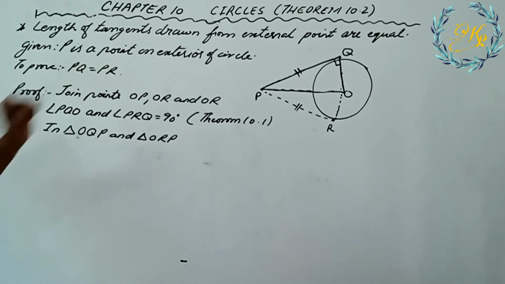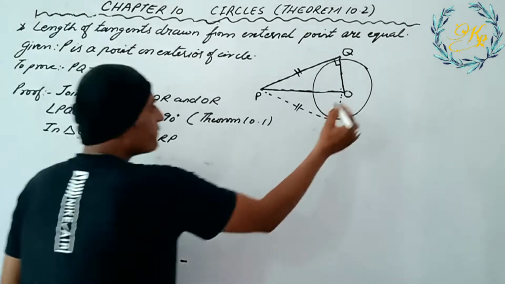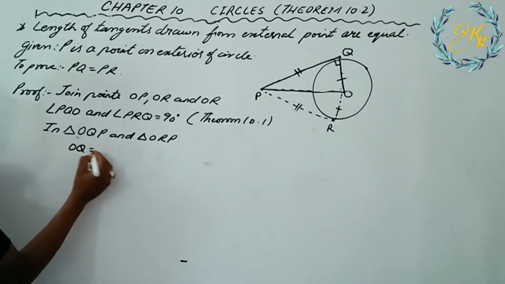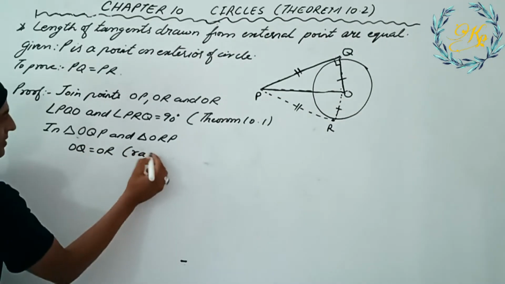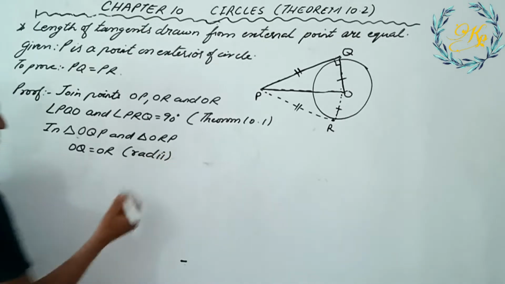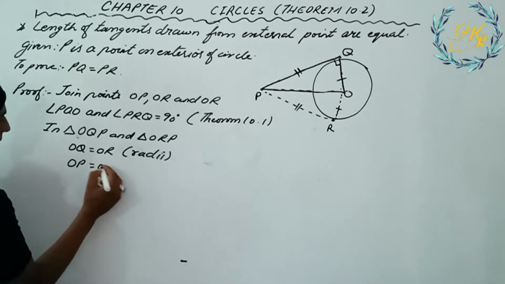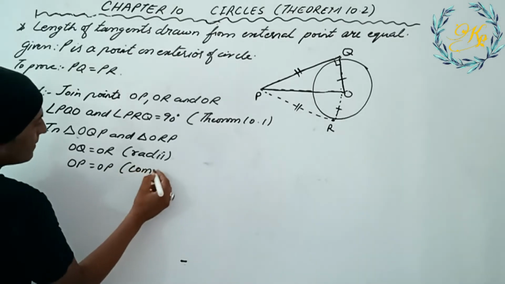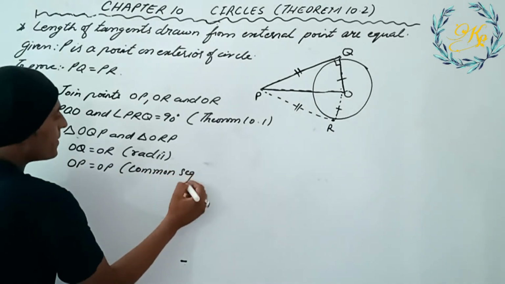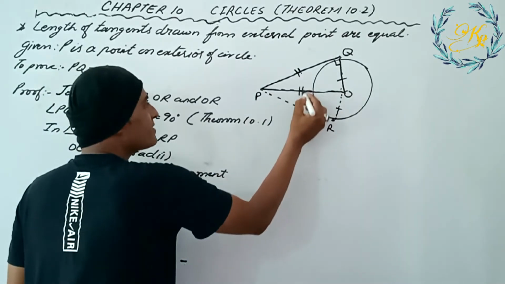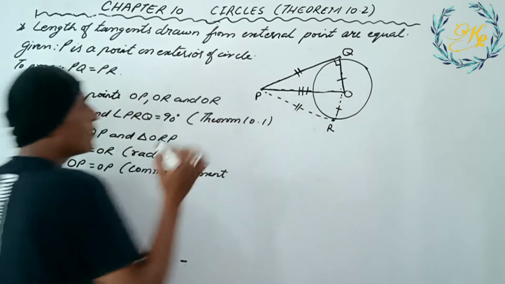Alright, so in this figure what do we see? We see that first of all this distance from the center is the same. OQ is equal to OR, that is the radius of the circle. Both are same. Now the second thing, as you can see there, is OP is equal to OP, common segment. So you can write here common segment. As you can see here, for both the triangles, this segment is common. OP is equal to OP.